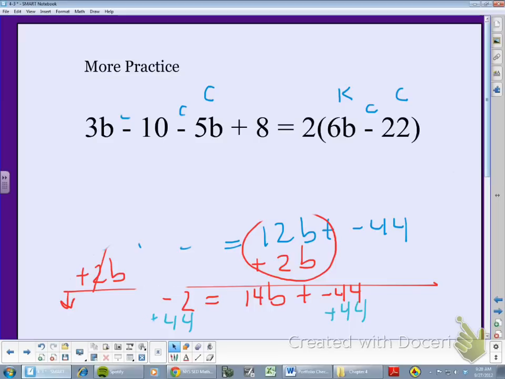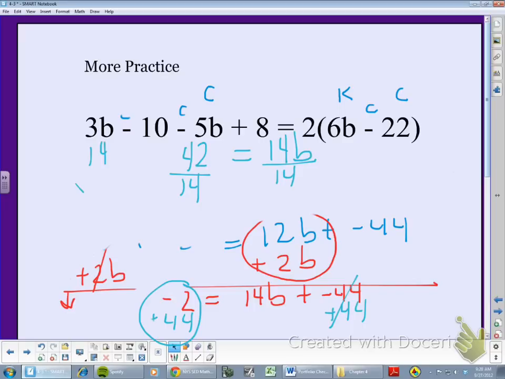So negative 2 plus 44 would end up being 42. That's equal to 14b, and that's 0. Okay, so now we can just divide each side by 14. Divide by 14. We'd have 14, let's see, 28, so that would be 3, right? 14 times 3 is 12, and that's 42. Okay, so 3 is equal to b is your final answer.